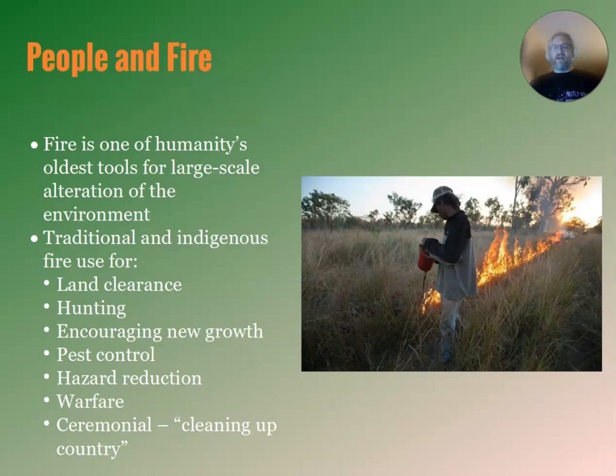You can burn for hazard reduction. If you have burned off an area, and you chose when to burn it under circumstances when you knew what was going to happen, that it wasn't going to get out of control, now you've reduced the amount of fuel in that area, and so you're less likely to get a big, really dangerous wildfire burning there. People light fires for warfare purposes.